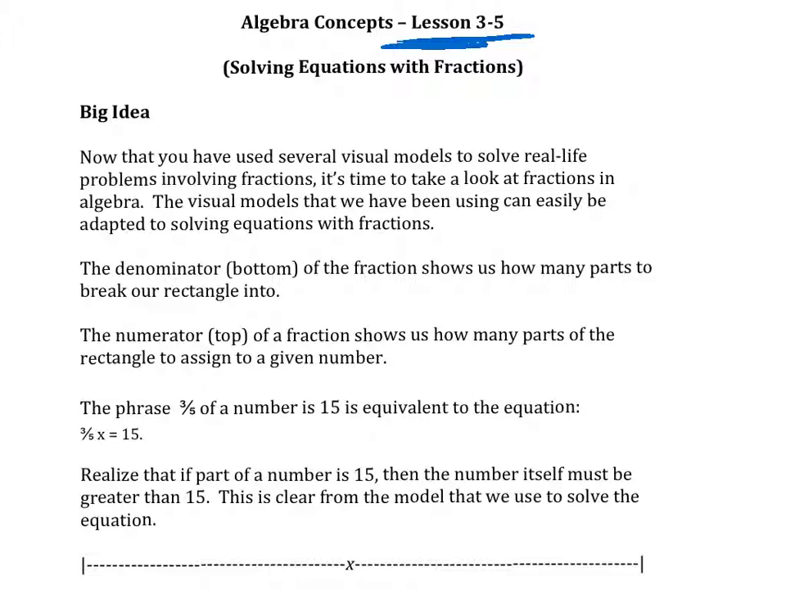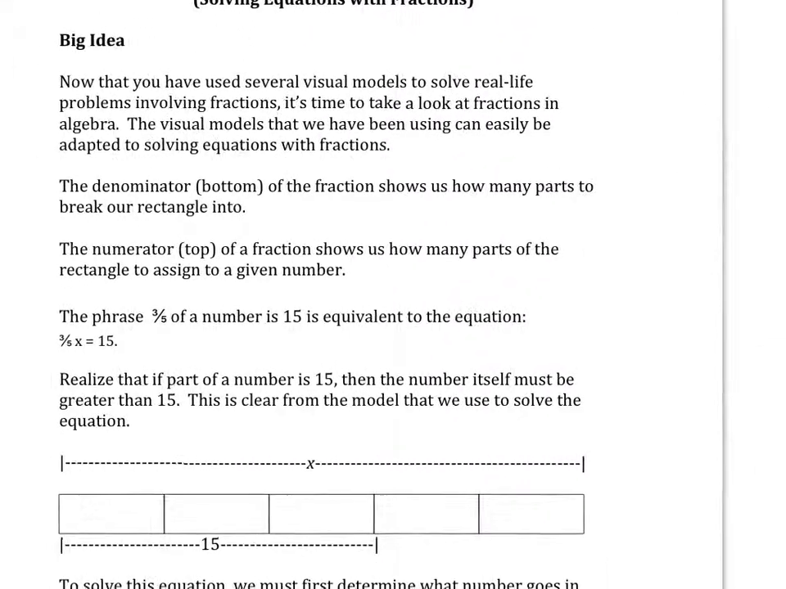The denominator on the bottom of the fraction shows us how many parts to break our rectangle into. The numerator at the top of our fraction shows us how many parts of the rectangle to assign to a given number. And you already know that from some of the other lessons that we've done. The phrase 3/5 of a number is 15 is equivalent to the equation 3/5 x equals 15. Realize that if part of a number is 15, then the number itself must be greater than 15. This is clear from the model that we use to solve the equation.